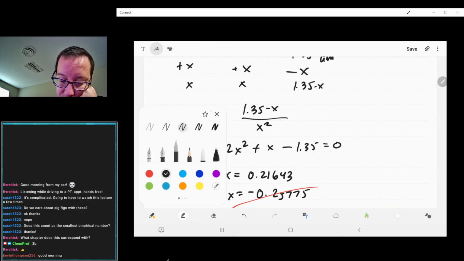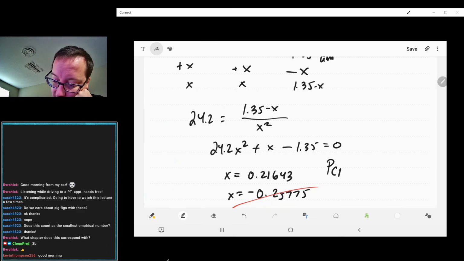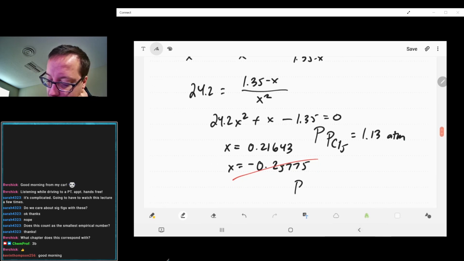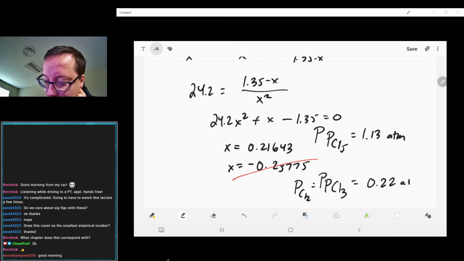So we can say that our pressure of PCl5 is going to equal 1.35 minus X, 1.35 minus 0.216, let's say. We get 1.13 atmospheres, and the other two, I hate that there's two P's in a row, that'll just equal X, which is 0.22 atmospheres, let's say.